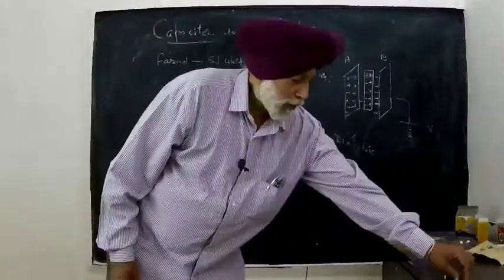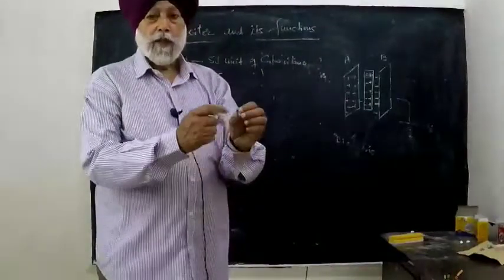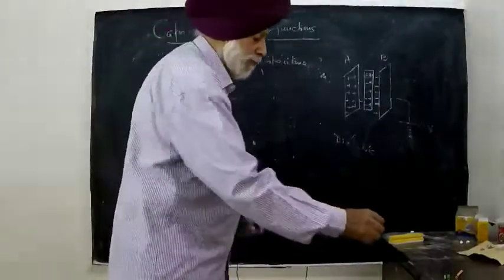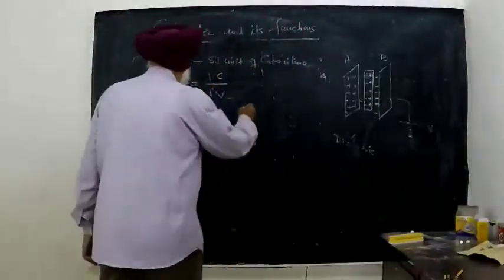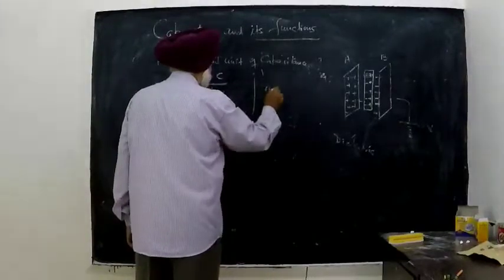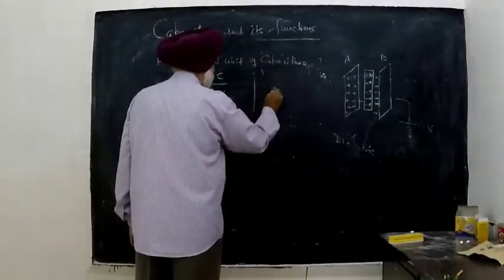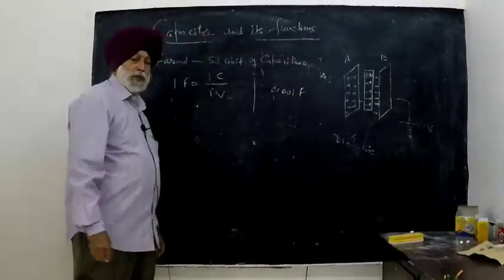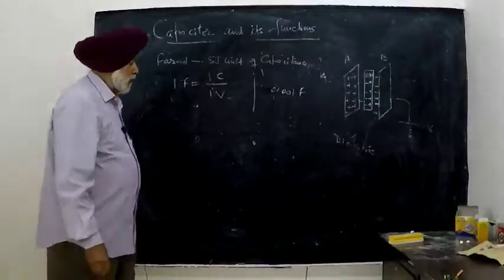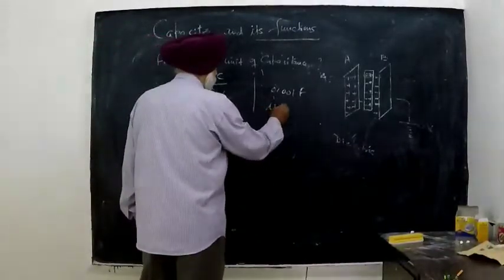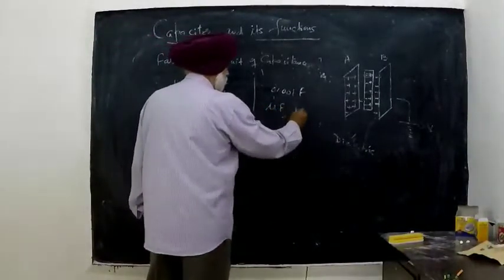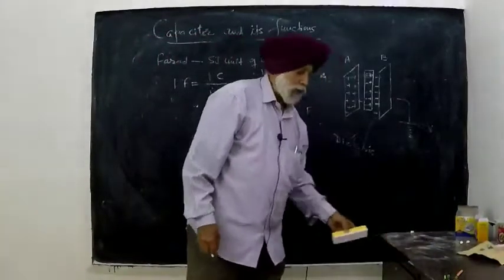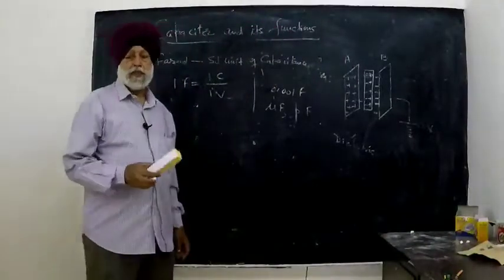Generally, capacitors are marked with the value of their capacitance, and even 0.001 farad is a very large value of capacitance. Usually they are in microfarad or picofarad. Now how to increase the value of the capacitance?